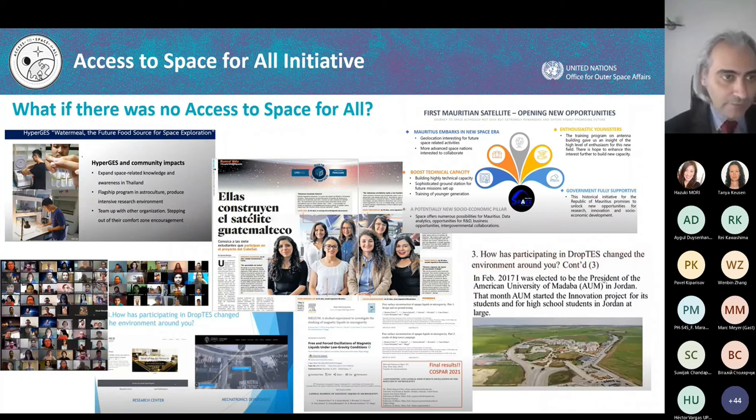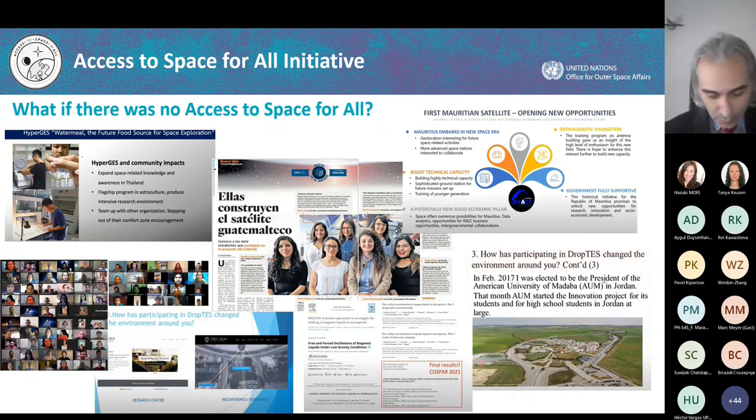The other case that you have on the upper right, again, is a satellite that has been put in orbit this year. It was the first satellite of Mauritius. And again, it was put in orbit thanks to KiboCube, the opportunity that we have with JAXA.